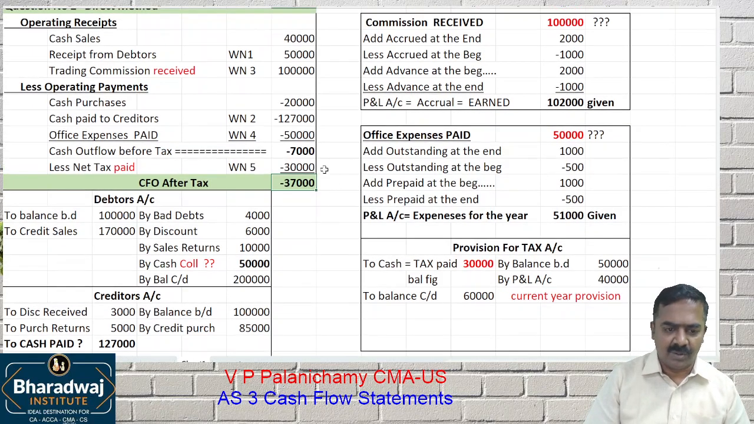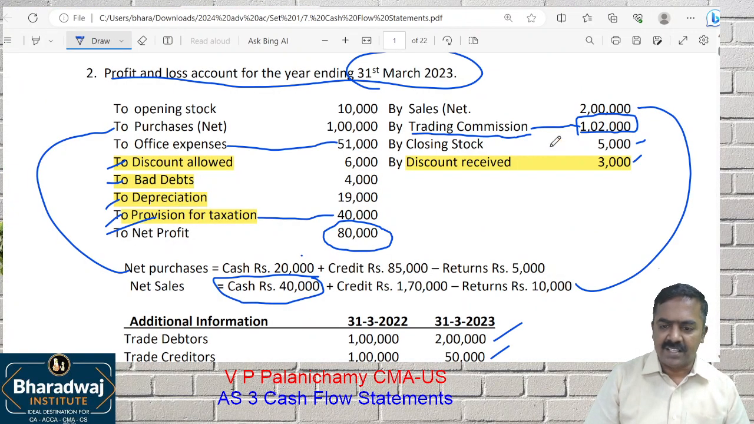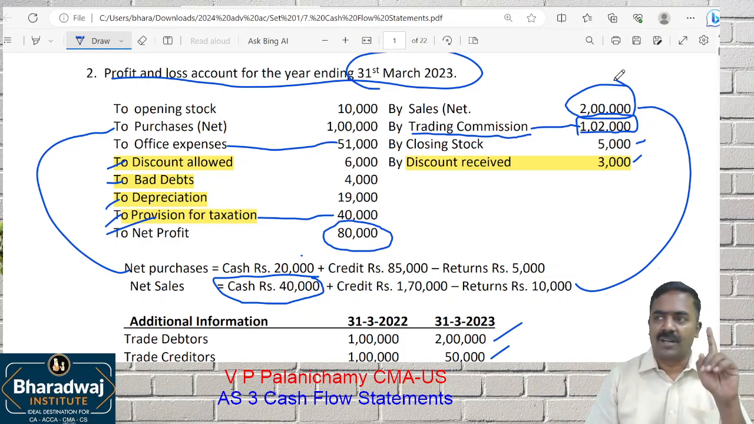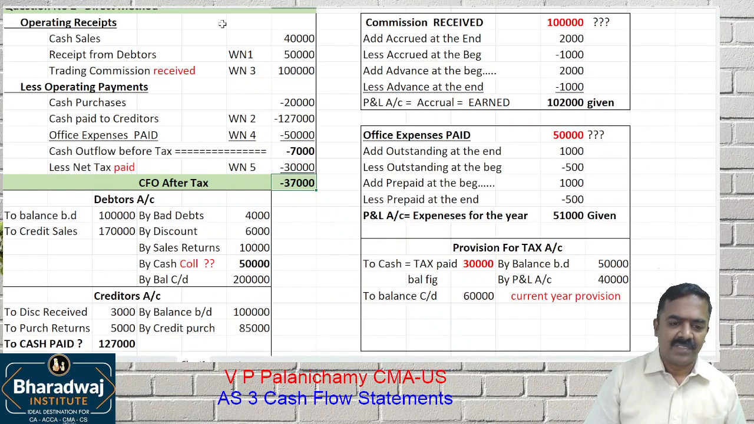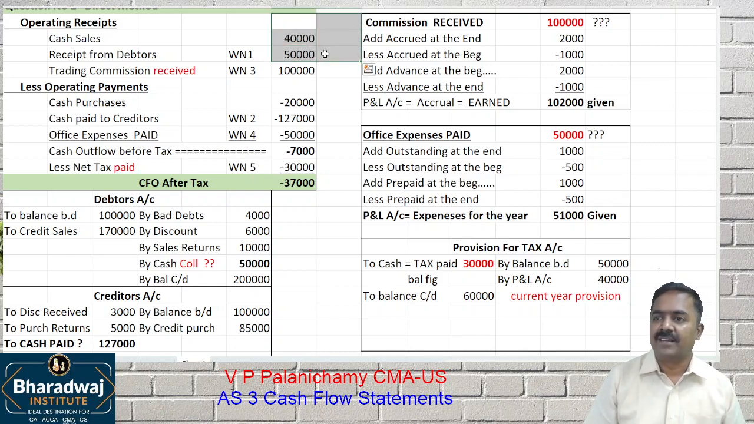Look at the sales income booked. Sales income recorded in the P&L account on accrual basis is how much? 2 lakhs. But look at the collections. Cash sales 40,000. Collection from customers: how much did you collect? Only 90,000. But you recorded income on accrual basis of 2 lakhs, and we collected only 90,000.